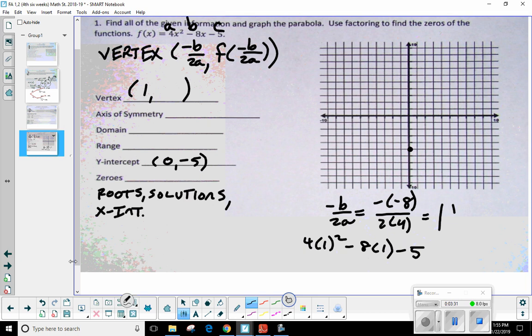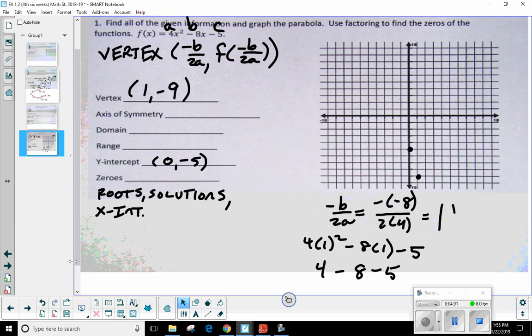So let's see, 4 times 1 squared? 4. Okay, because the 1 has the square. Okay, minus 8 times 1, 8, minus 5. Okay, so it's going to be -9. All right, so the vertex is at (1, -9). So I'll be right here. 1, 2, 3, 4, 5, 6, 7. I'll just make sure. Okay. And now we just have to figure out what my roots are.